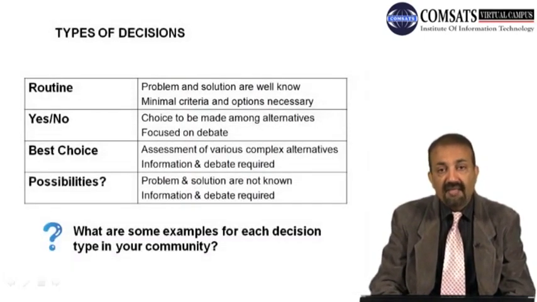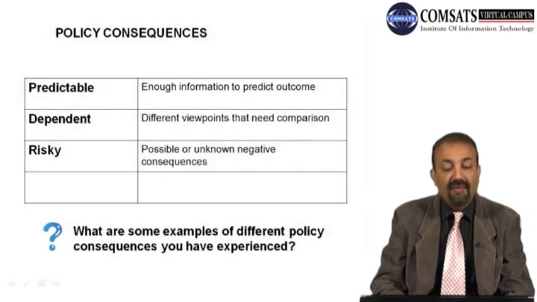Dear students, the types of decision which you actually make here would be routine decisions, close-ended decisions in the form of yes or no, then the best choice decision, and then you even have to take up the responsibility of that decision. They are all self-explanatory, but at the end, again I have come up with a question for you all in the form of food for thought. What are some examples for each decision type in your own area, in your own community? Try to find that out.